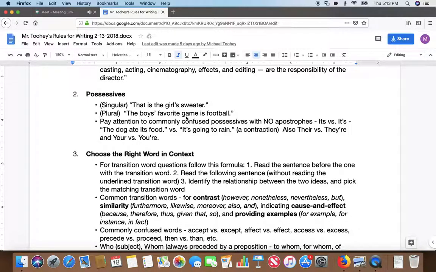In the boys' favorite game is football. Again, we know it's plural because the apostrophe denotes possession. It's after the S in boys, so we're talking about the favorite game of the boys, multiple boys here. Okay, questions about that? No.